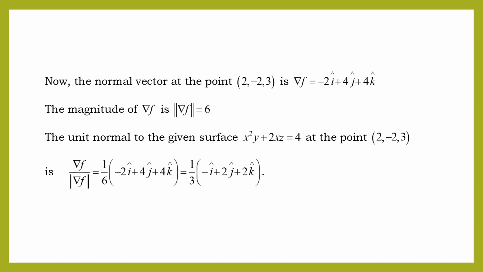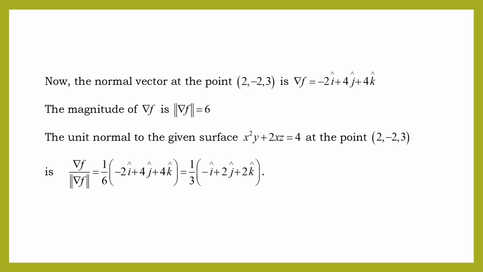We have already found the gradient of the given surface f of x, y, z equals x square y plus 2xz minus 4. Now, del f at the given point 2, minus 2, 3, this we have to find out now. The del f at the given point is minus 2i cap plus 4j cap plus 4k cap. This is the gradient of the given surface at that given point 2, minus 2, 3.